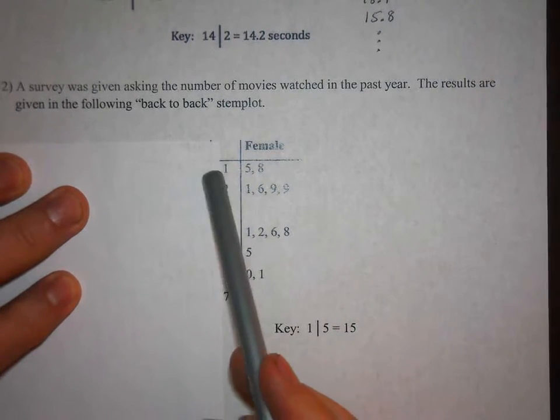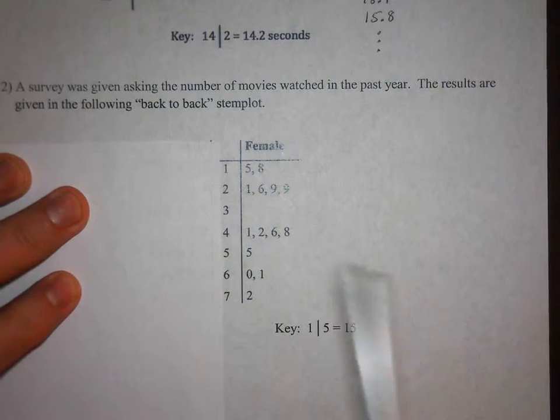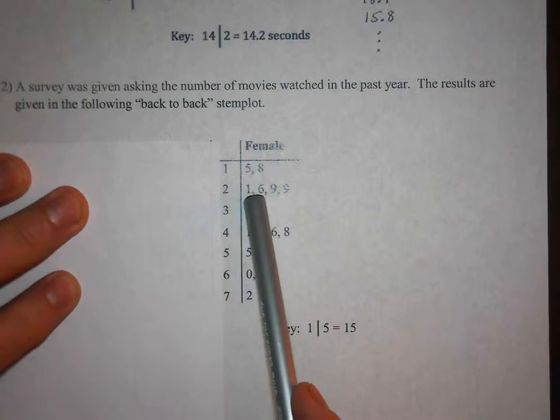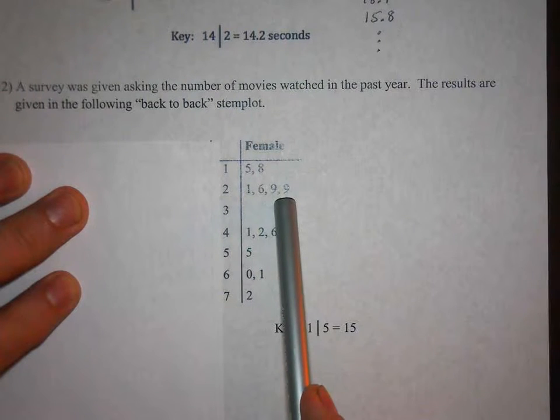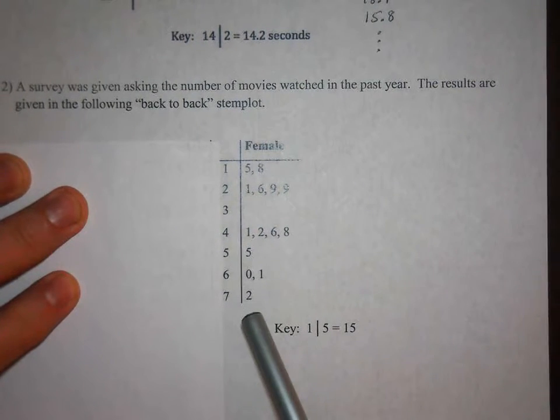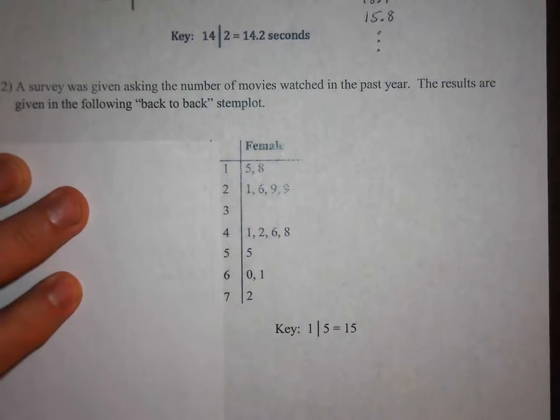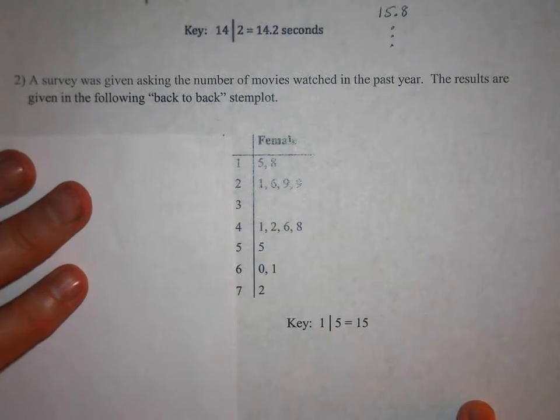Another female watched 18 movies. Another female watched 21. Two females watched 29 movies. Okay, and some female watched 72 movies. I think they need to get out more.